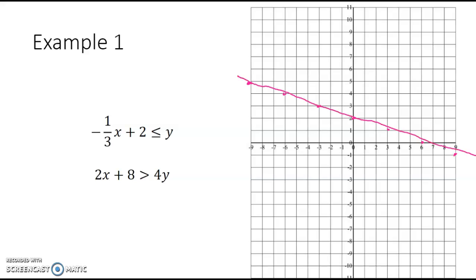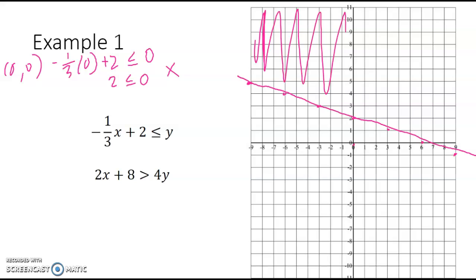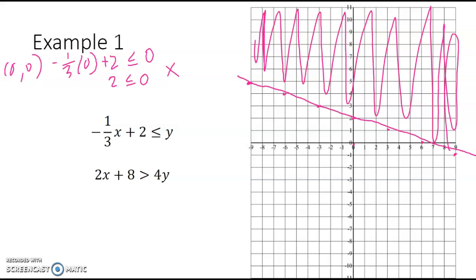My last step is to choose an ordered pair on the coordinate grid and test it to see if it makes it true. So I'm going to choose the point 0, 0. We would have negative 1/3 times 0 plus 2 is less than or equal to 0. That means 2 is less than or equal to 0, which is not true. So 0, 0 would not be part of this solution set. So I'm going to shade above the line here.